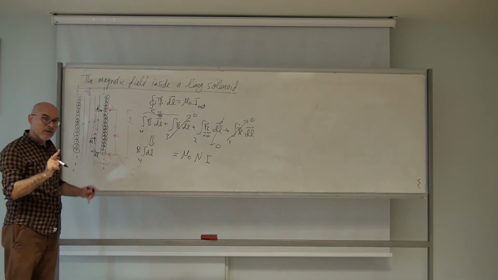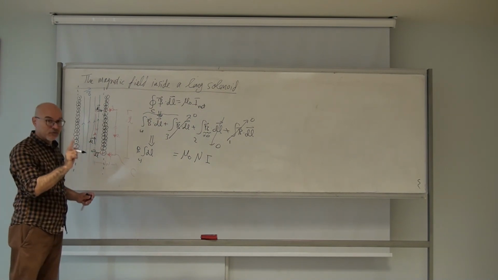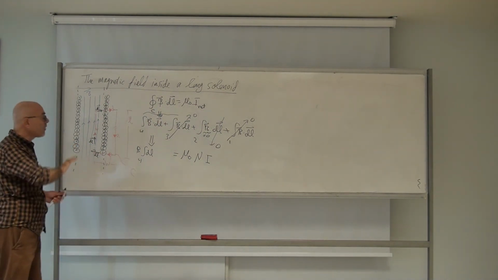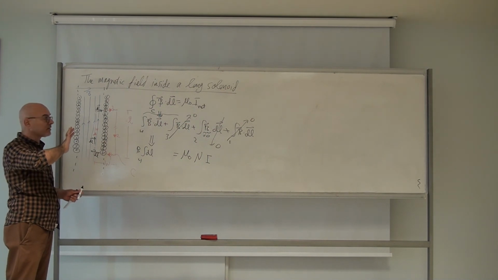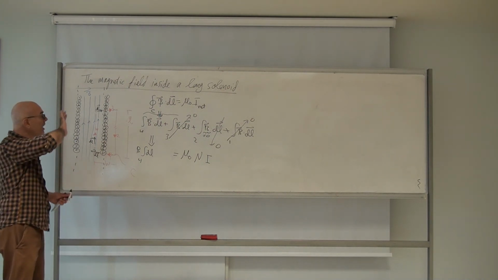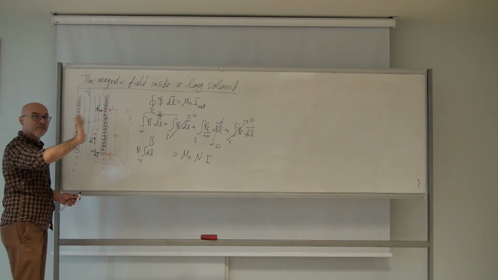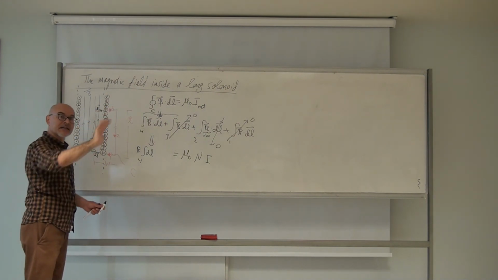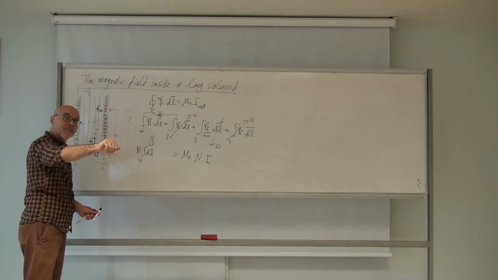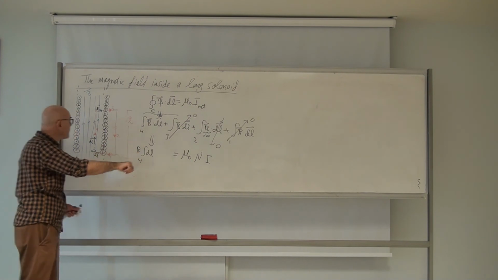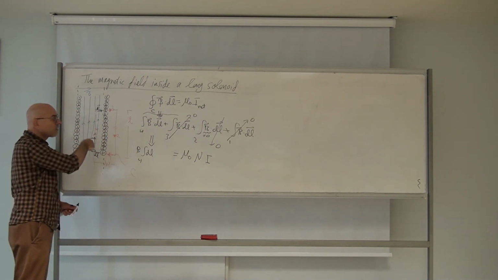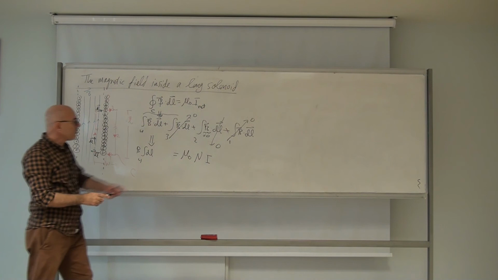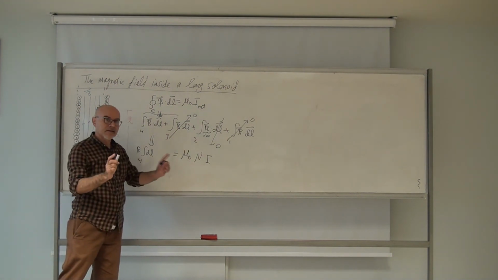Now, there's one thing. Is this positive or negative? I have to check, using my right-hand rule and how I have traversed the contour. I have traversed the contour in this direction, so I let my right-hand fingers curl in this direction. My thumb now is pointing into the page. Where is the current pointing? It's into the page. Good. So it's positive. So NI, there is no minus NI.